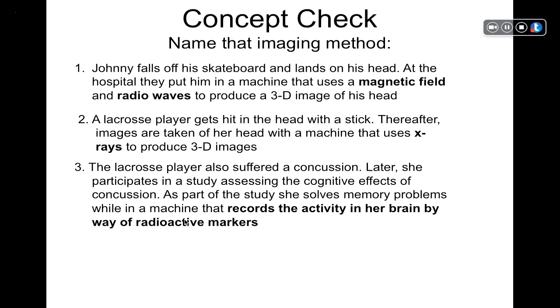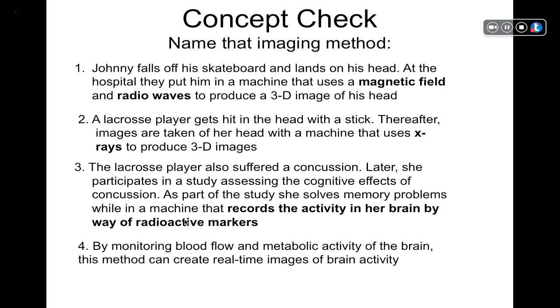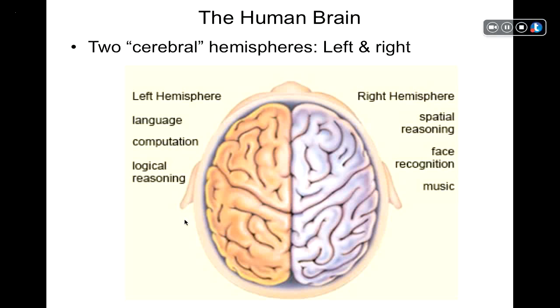Number 3, the lacrosse player also suffered a concussion. Later, she participates in a study assessing the cognitive effects of concussion. As part of the study, she solves memory problems while in a machine that records the activity in her brain by way of radioactive markers. That would be the PET scan, positron emission tomography. And the last one, by monitoring blood flow and metabolic activity of the brain, this method can create real-time images of brain activity. That would be the functional MRI, or the fMRI.